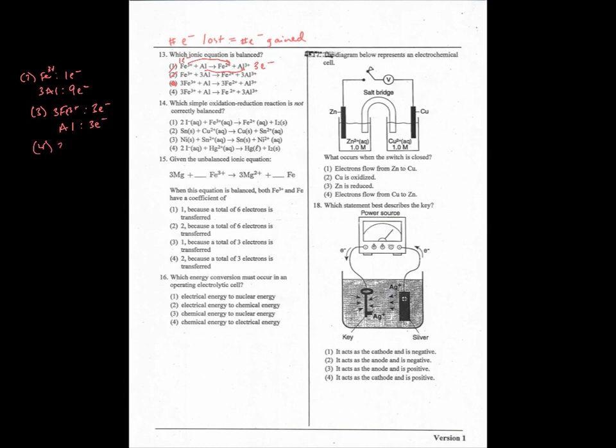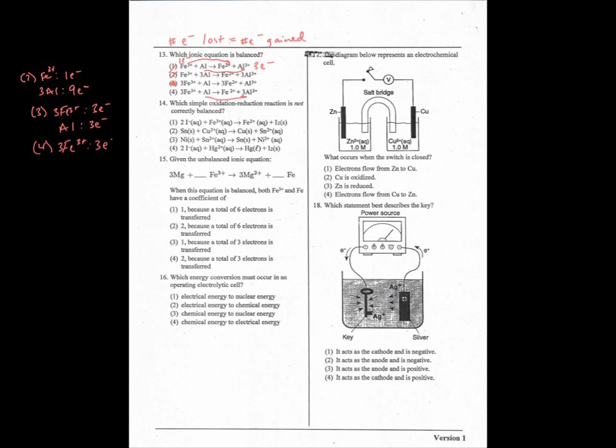Here we have 3 Fe3+, so that's going to need 3 electrons. But here we have Al going to 3 Al3+. That's not balanced at all, because you could even see here that you don't even have the same amount of Als on both sides of the equation. So you got to make sure that's also balanced in terms of atoms too. So that's why it's choice 3.